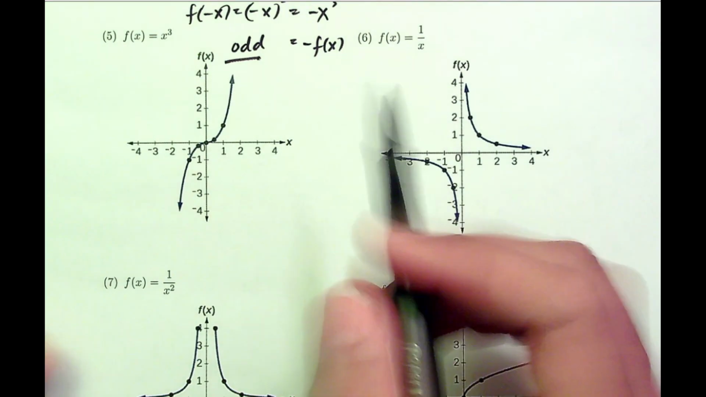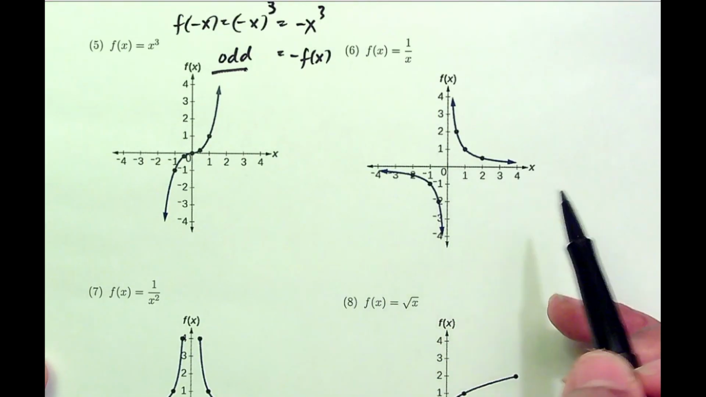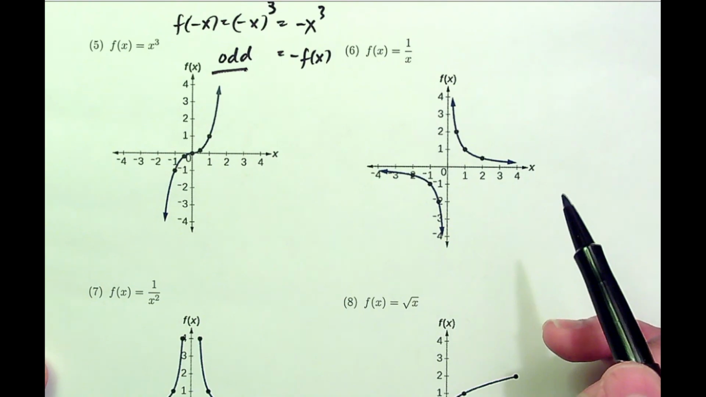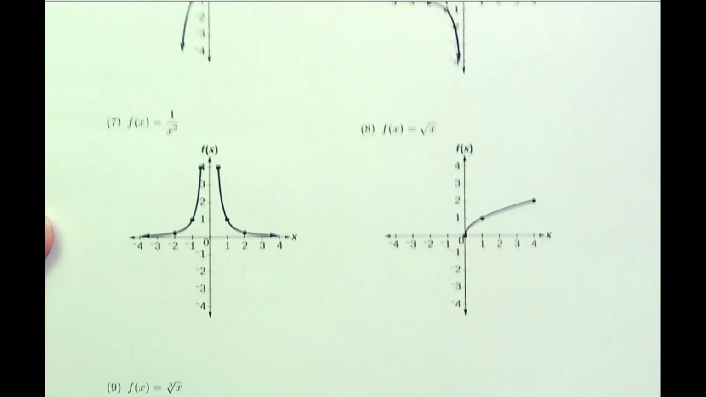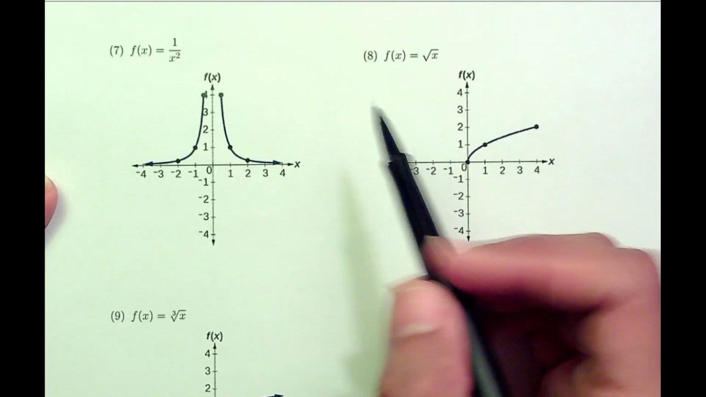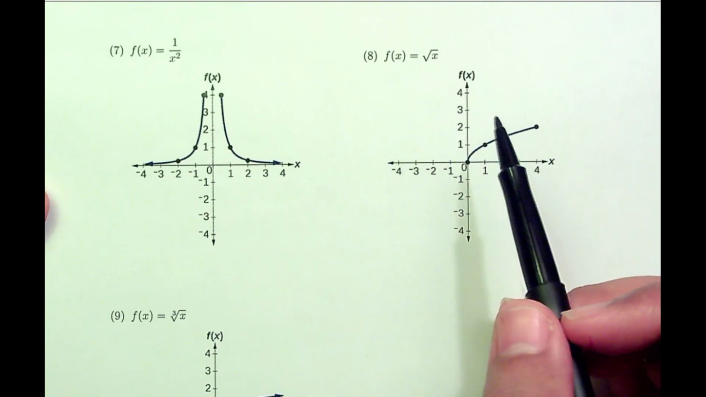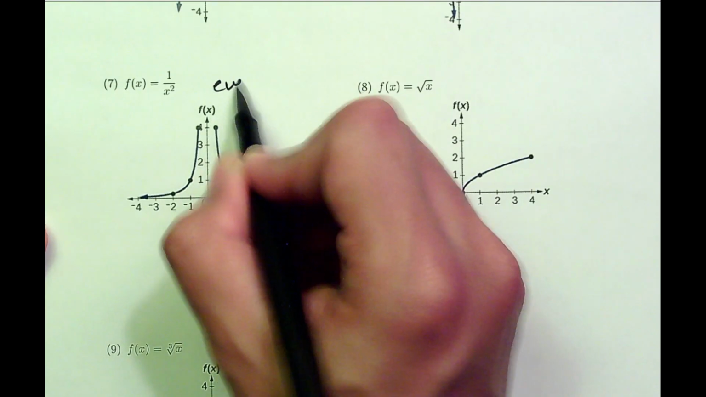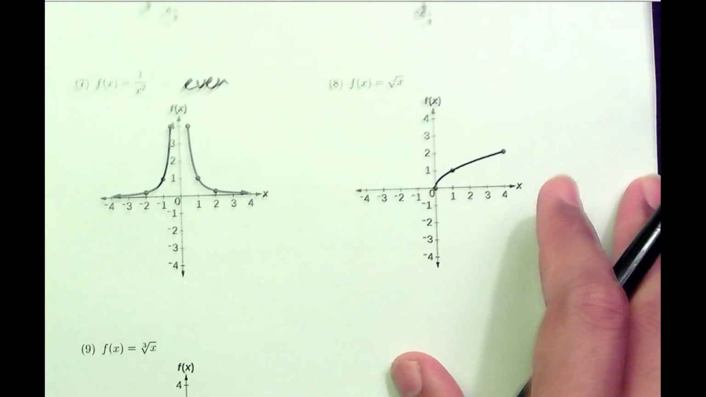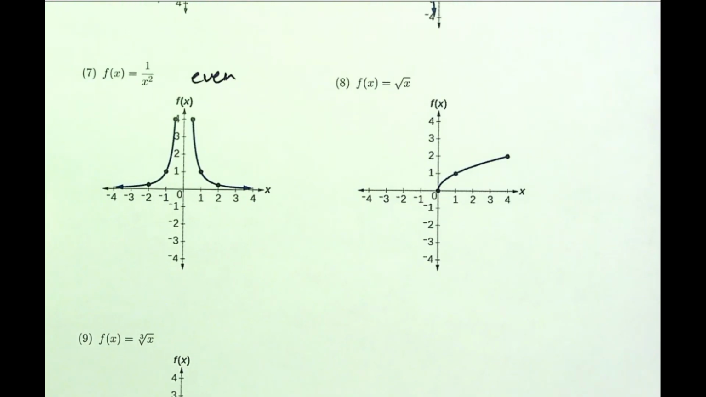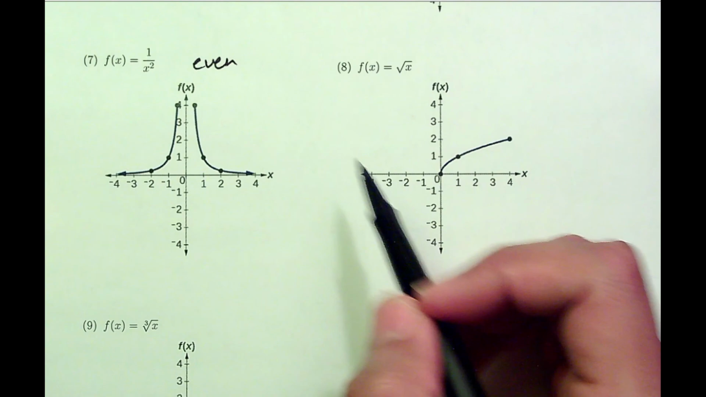The graph of 1 over x looks like this. The graph of 1 over x squared looks like that. The graph of 1 over x squared, this one is even, by the way. And 1 over x is odd. You can check by plugging in the formula and simplifying negative x. The graph of square root of x, this is neither even nor odd, but it looks like this.